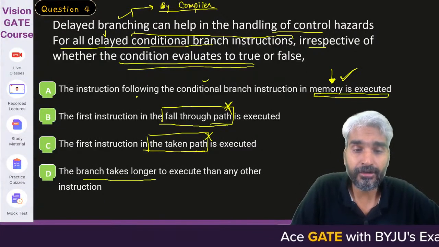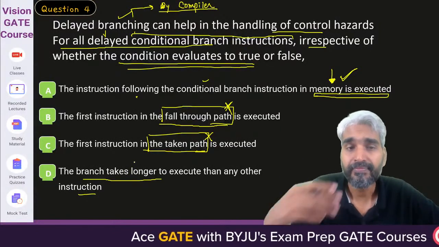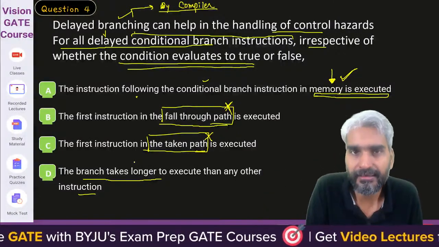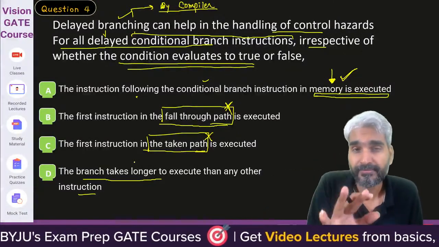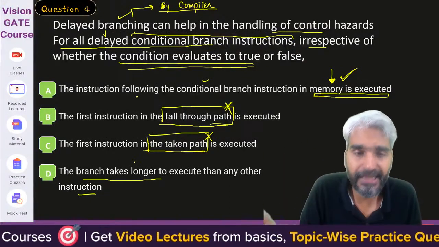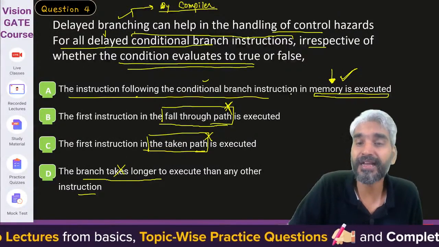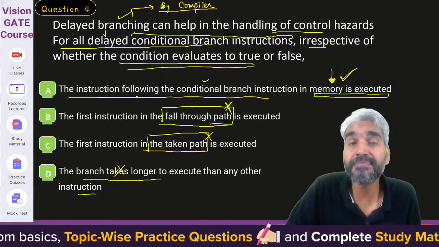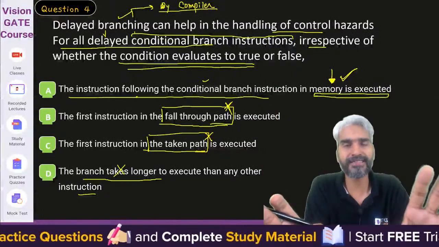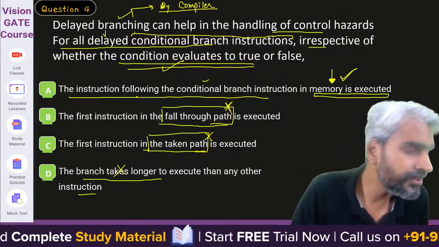The branch takes longer to execute than other instructions. It's absolutely rubbish. There is nothing like that, that a branch will take more time. All the instructions will take an equal amount of time if it's a pipeline, and in general the average number of cycles per instruction will be 1 if there is no stall cycle. So it's obviously wrong. The only thing is the instruction following the conditional branch instruction in the memory, because when it is being loaded into the memory, the compiler has taken the decision which particular instruction should execute irrespective of whether the condition evaluates as true or false.